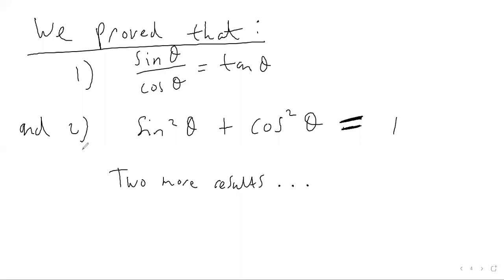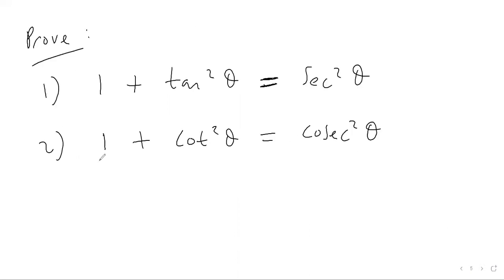In yesterday's video, we looked at proving these two results. We proved that sine theta divided by cos theta is tan theta, and we also proved the second result that sine squared theta plus cos squared theta gives you the number 1. Now, today we're going to look at proving two more results. The two results that we want to prove today are that 1 plus tan squared theta is sec squared theta, and 1 plus cot squared theta is cosec squared theta.